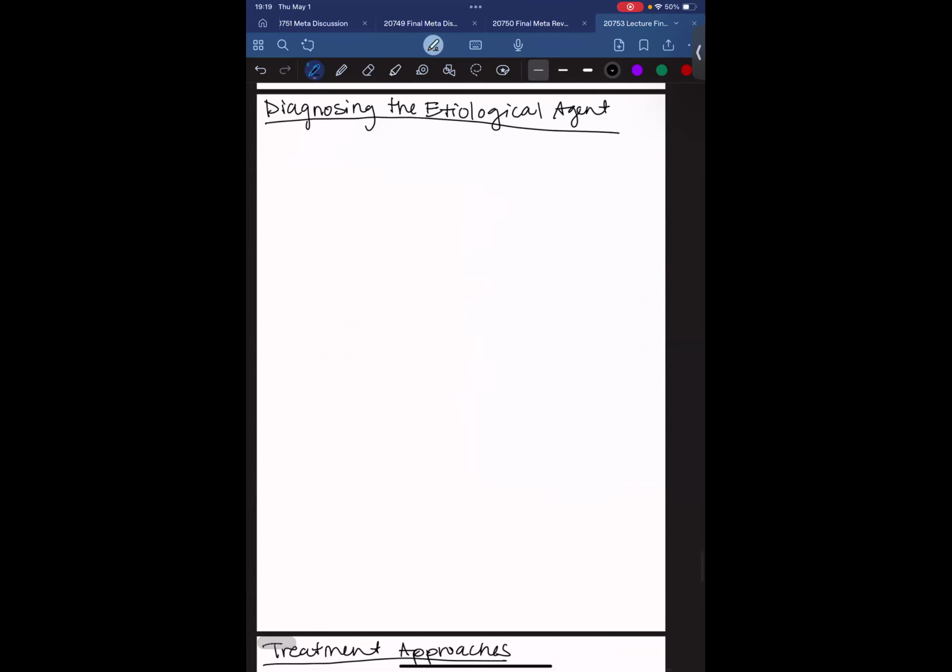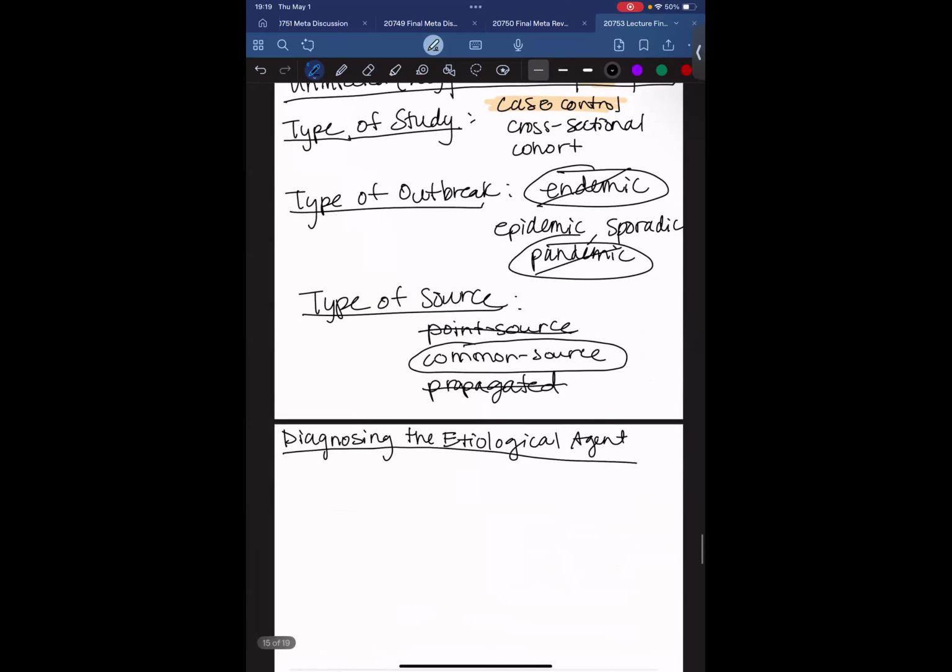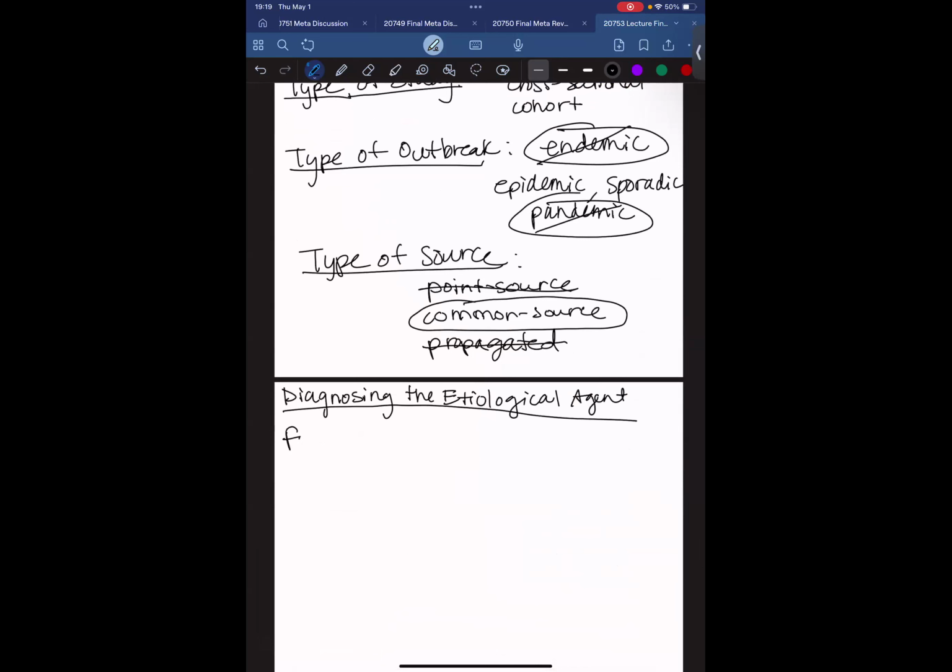Now let's look at what we think is causing the disease. So we think people are getting this from chicken, fried chicken. What do you think is the pathogen, more likely than not? Do you have any guesses? Salmonella.